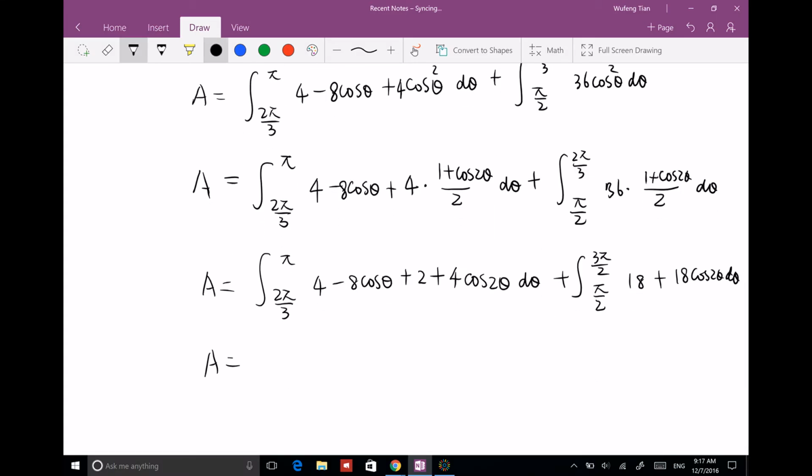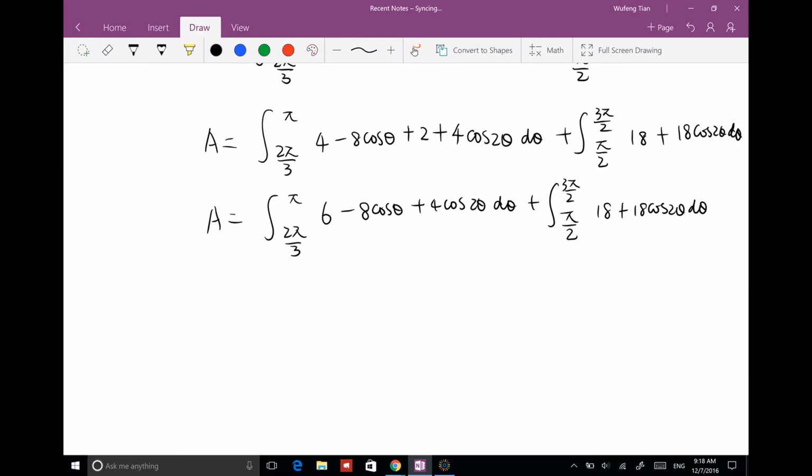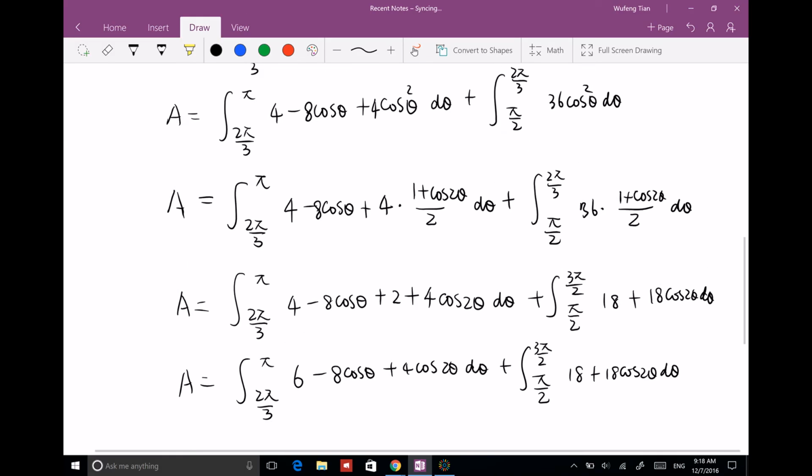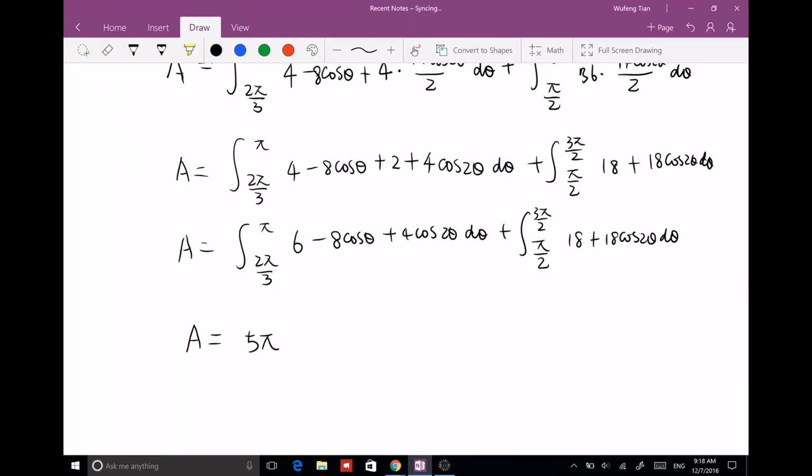So now you just need to find the antiderivative of each of them, which is not hard at all. One more step: 2 plus 4 is 6, and this gives you 6 minus 8 cosine theta plus 2 cosine 2 theta, and then 18 plus 18 cosine 2 theta. Take the antiderivative and plug in π and 2π/3. In the end, I think the final answer should be 5π. That's how you find this one: if I give you two curves, you need to graph the picture first, then add the areas based on the boundary points.